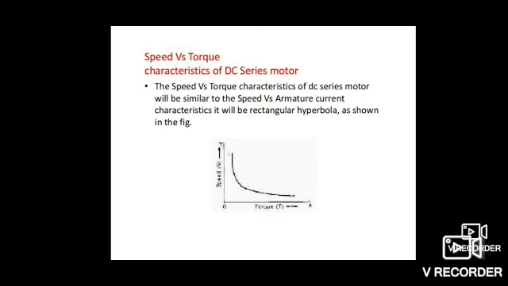Speed versus torque characteristics of DC series motor. The diagram shows the speed versus torque characteristics. The speed versus torque characteristics of a DC series motor will be similar to the speed versus armature current characteristics. It will be a rectangular hyperbola as shown in the figure.